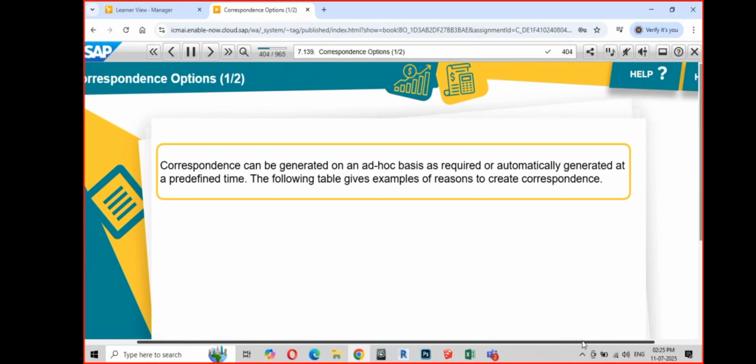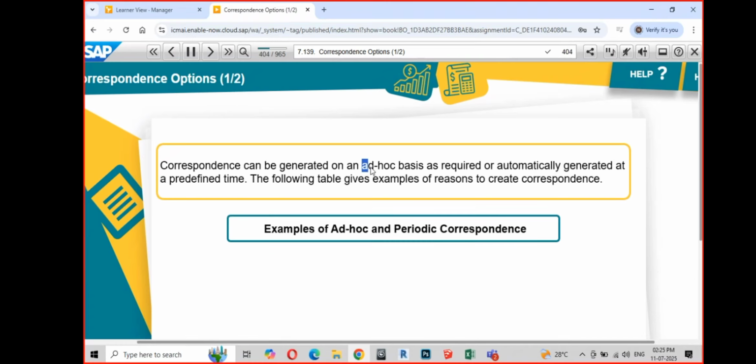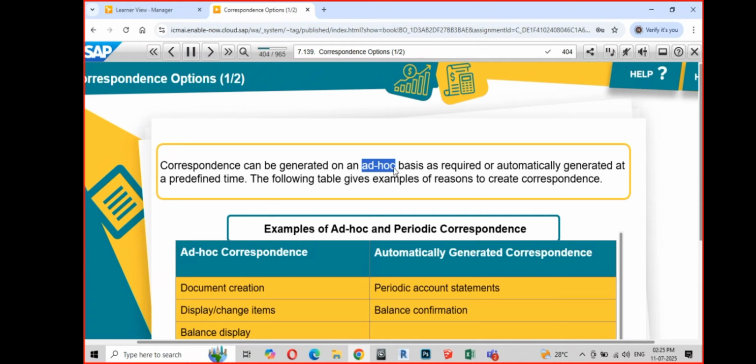So the correspondence can be generated on an ad hoc basis. That means as and when I require. If I want to send a balance confirmation today, I can do it. I can also have a schedule, just like I had the schedule for your automatic payment program. I can also send reminders to my customers. I can carry out my dunning process or dunning procedure on a timely basis.